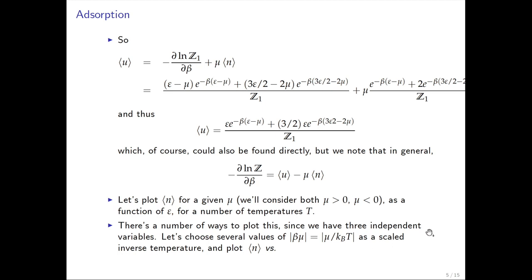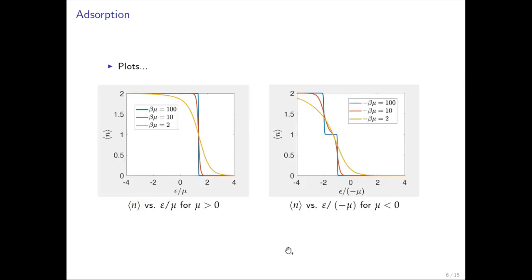So let's do it this way. Let's choose several values of this product beta mu. So we're going to basically scale the chemical potential by kBT, this energy scale of the temperature. We use that as a scaled sort of inverse temperature, and we'll plot N versus epsilon over mu. I left out something here which I can fix later. So what I'm saying is, here are a couple of plots.